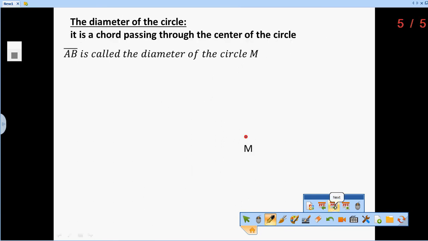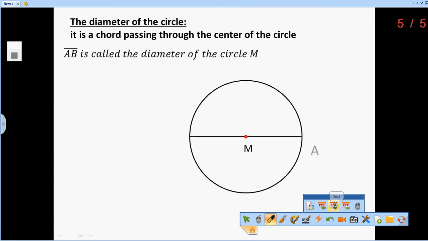Then we have another part of the circle which is called the diameter. What is the meaning of the diameter of the circle? It is a chord which passes through the center of the circle, and we consider that the diameter is the longest chord in the circle, like this. This AB is called the diameter of the circle.